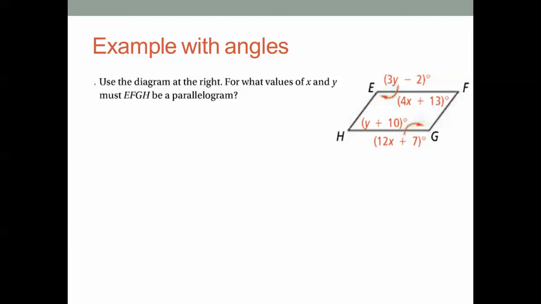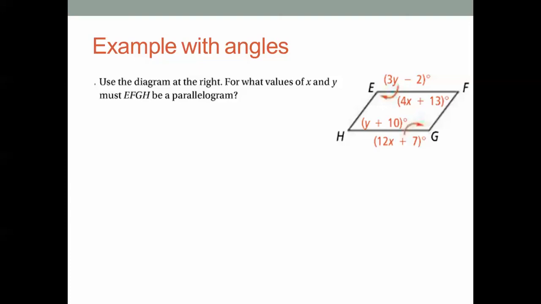If I look at that first property, opposite angles are congruent, all my opposite angles have different variables. For example, angle E is 3y minus 2. Angle G is 12x plus 7. One is a y, one is an x. Same with H and F. I have an x and a y.